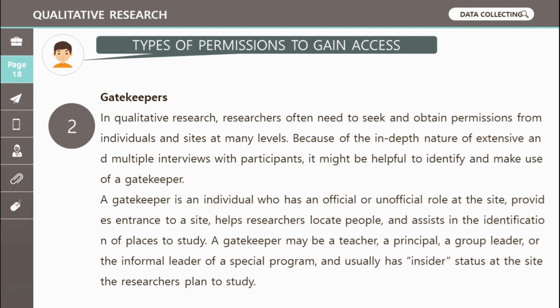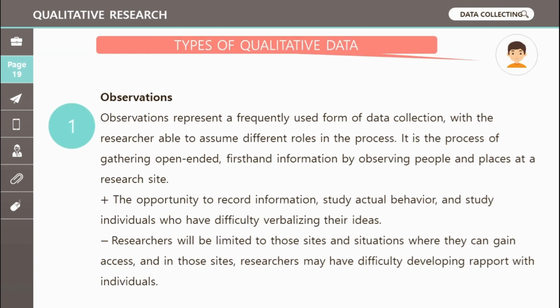A gatekeeper may be a teacher, a principal, a group leader, or the informal leader of a special program, and usually has insider status at the site the researchers plan to study. There are four types of qualitative data.